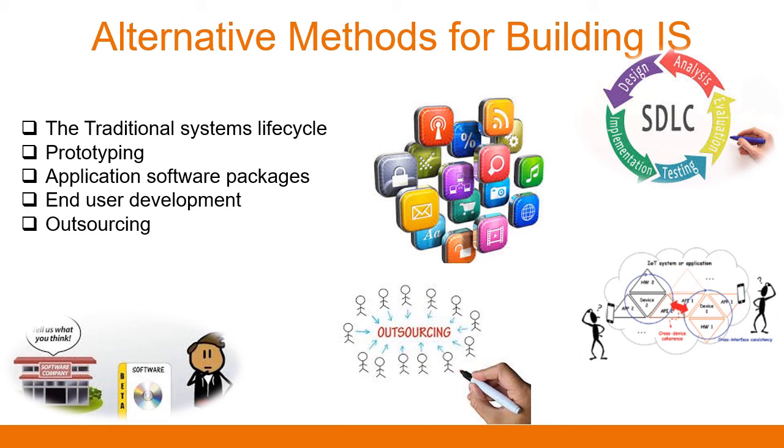Now let's have a discussion on the alternative methods for building information systems. So apart from the other, I'll call it traditional, methodologies that we already saw, there are other methods that we can use to build information systems in the realm of information technology or software engineering. So we have the traditional systems life cycle, we have prototyping, we have application software packages, we have end user development, and we also have the outsourcing methodology that is used to build information systems.